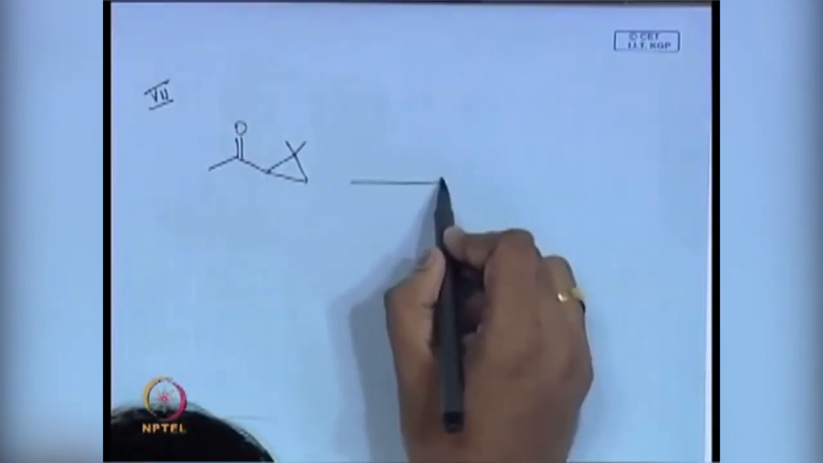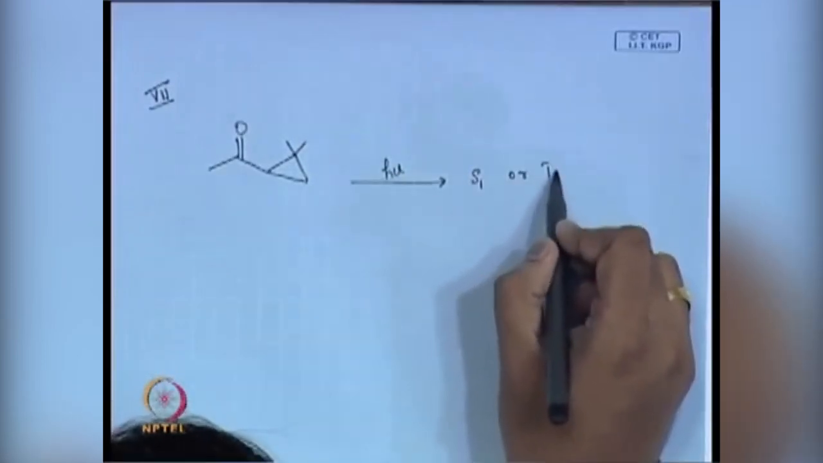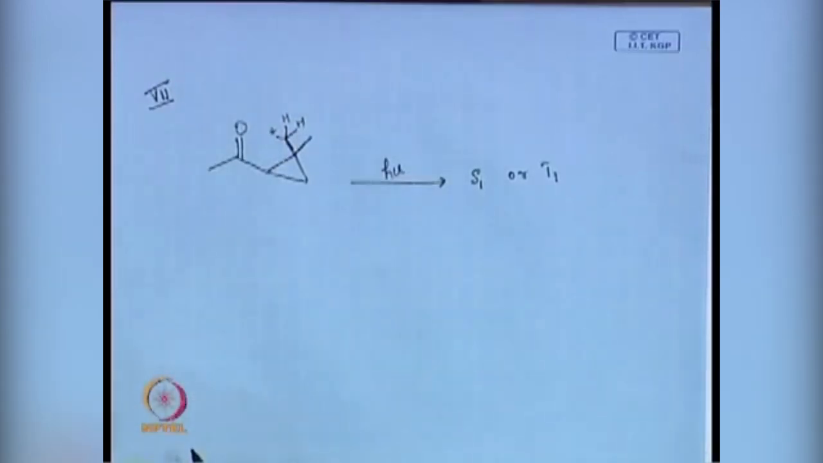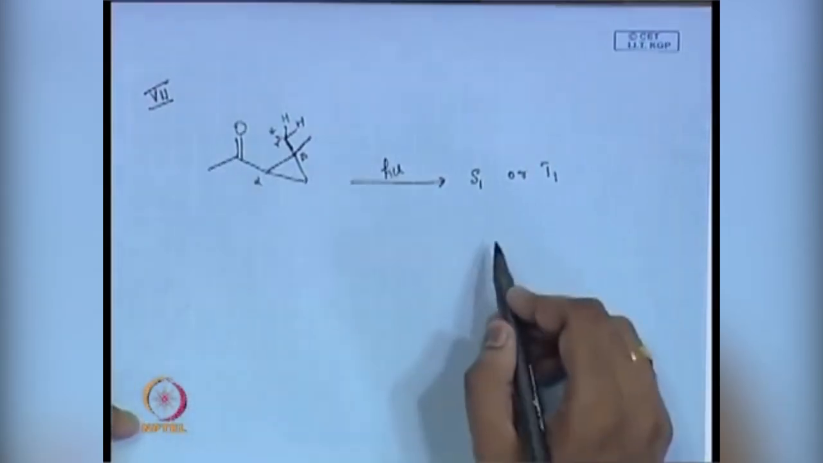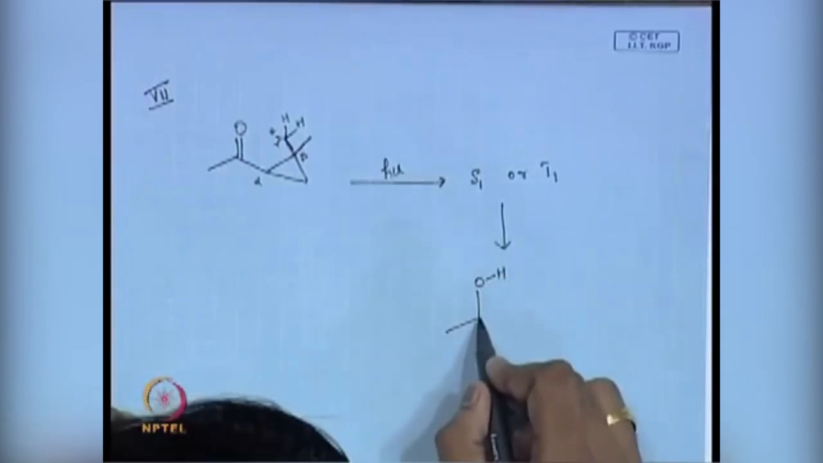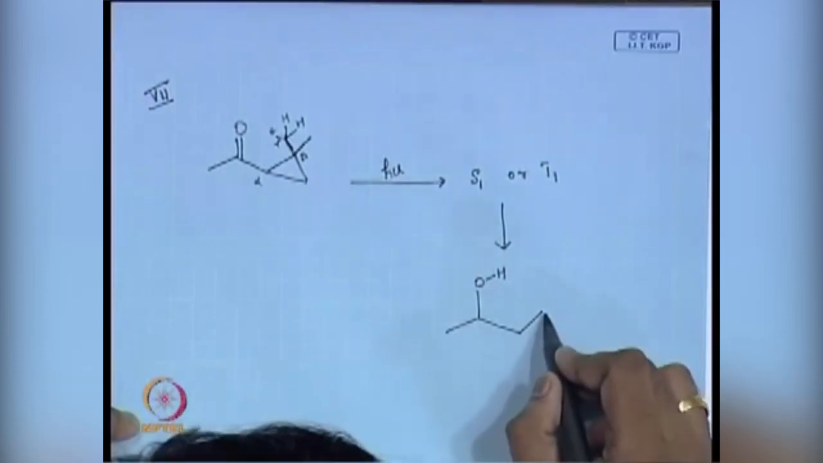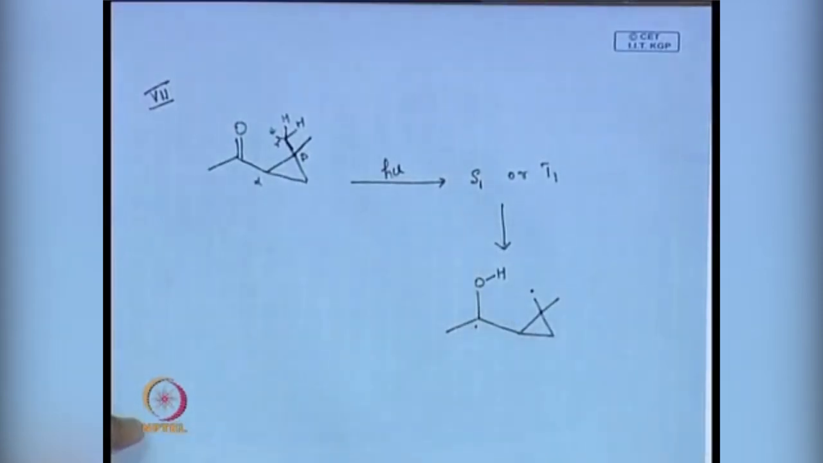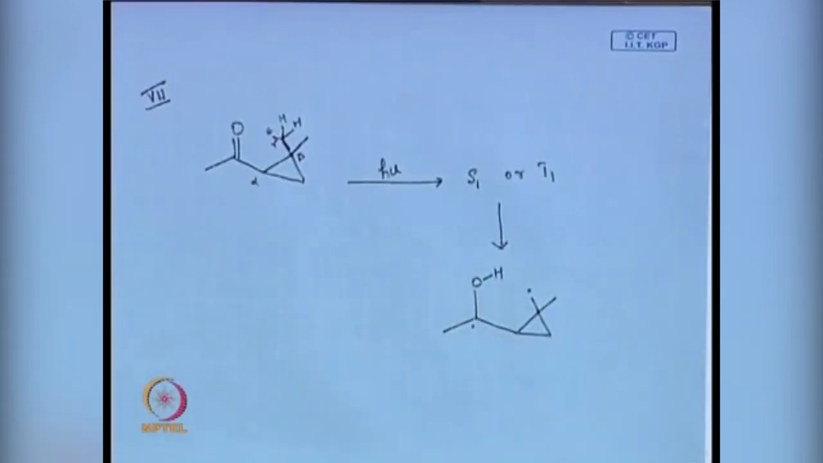So, now if I photolyze this one, you can say I will get this one or T 1 because it is an aliphatic ketone. Now, you have a methyl here, right? So, I can say it is alpha, beta and this is my gamma carbon. So, it can start abstracting hydrogen from there also, no? So, I get again a 1, 2, 3, 4, a 1,4 diradical.